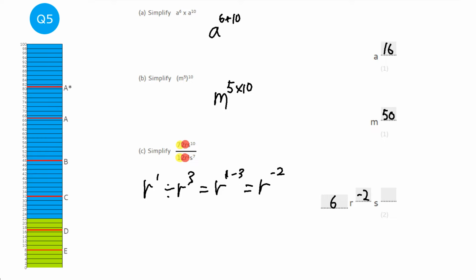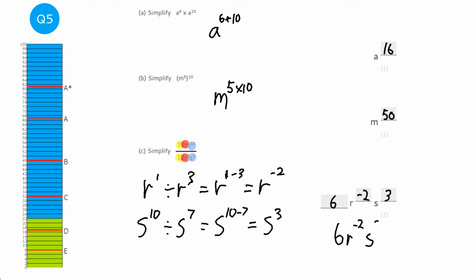Now the s's we do the same as we did the r's. So we've got s to the power of 10 and s to the power of 7. So it's s to the power of 10 divided by s to the power of 7. This seems a bit easier. So we're doing s to the power of 10 minus 7, so it's s to the power of 3. And you'd write your answer as 6r to the power of minus 2 s to the power of 3.